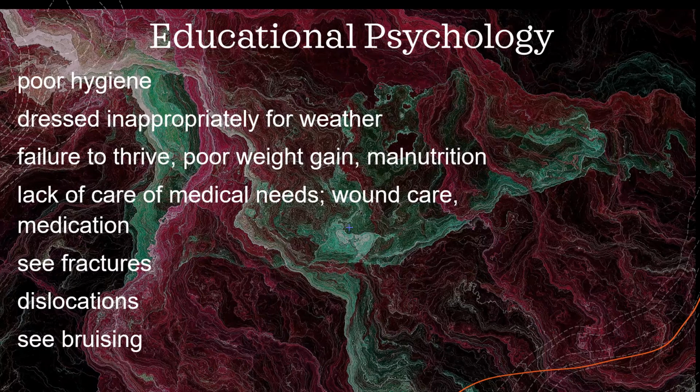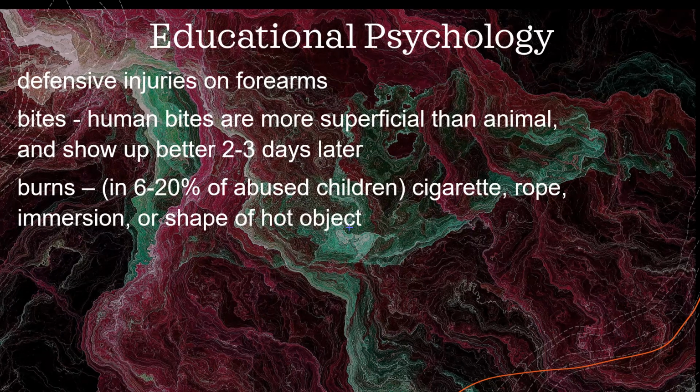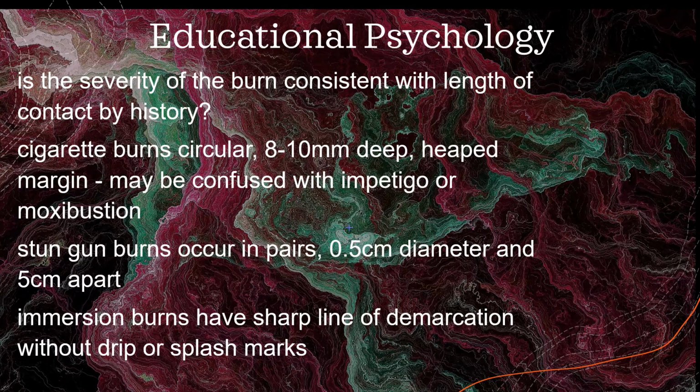Fractures, dislocations. Bruising, defensive injuries on forearms. Bites. Baka may mga kinagatan na dyan. Human bites are more superficial than animal bites and show up better two to three days later. Burns: in 6 to 20% of abused children, cigarette, rope, immersion or shape of hot object. Is the severity of the burn consistent with length of contact by history?